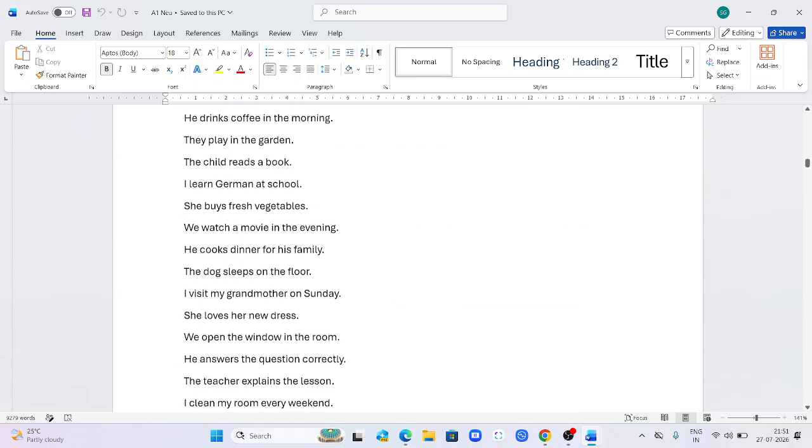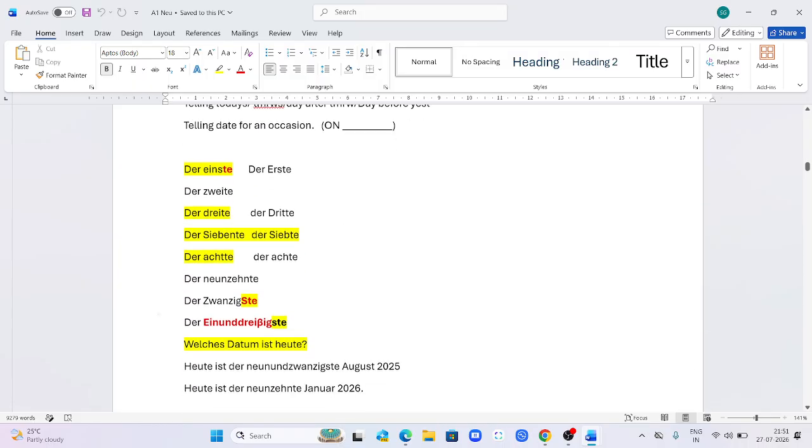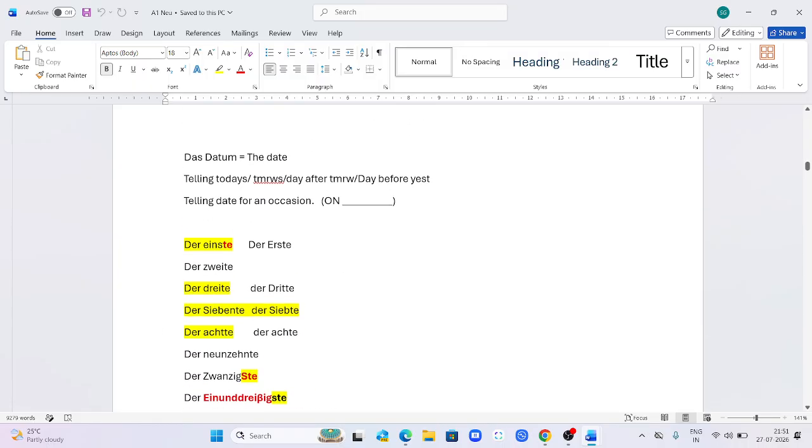So, how many irregular verbs did we learn? Twelve. That is modal verbs you're telling. Modal verbs are 7. Irregular verbs are 12: tragen, fahren, lesen, sehen, helfen, geben, sprechen, schlafen, laufen.